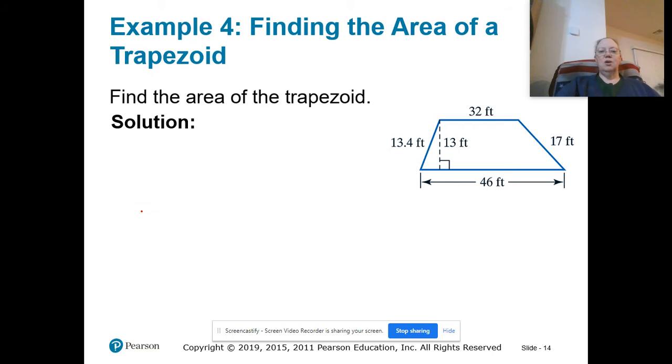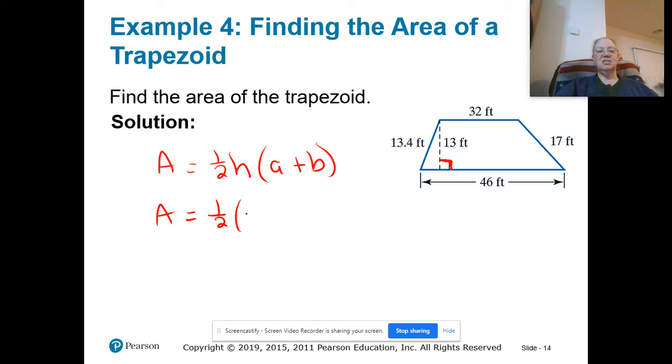Okay. So once again, the area, 1/2 times the height, and then the two different bases added together. All right, and don't forget the height. Remember, that's perpendicular, okay? So watch for this little square right there. So 1/2, the height is 13. And my two different bases, so we have 46, and we've got 32.